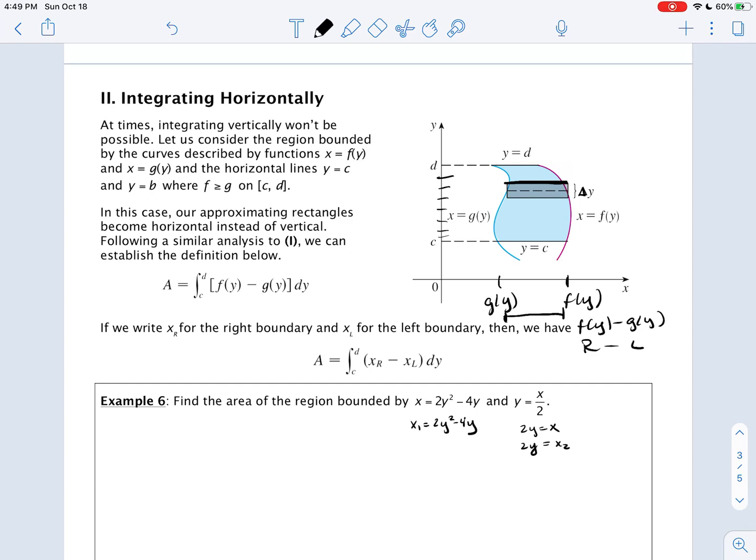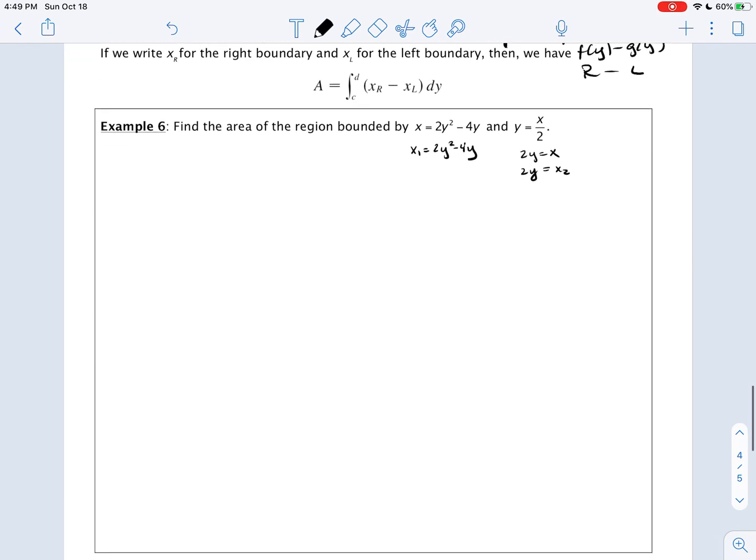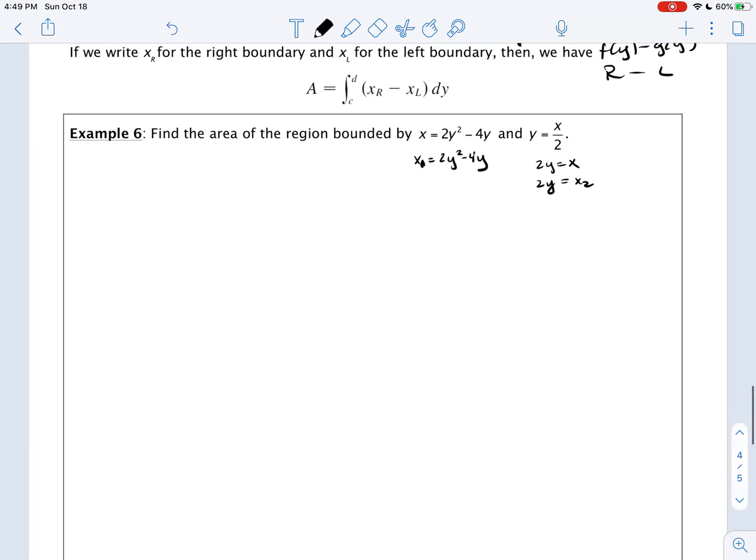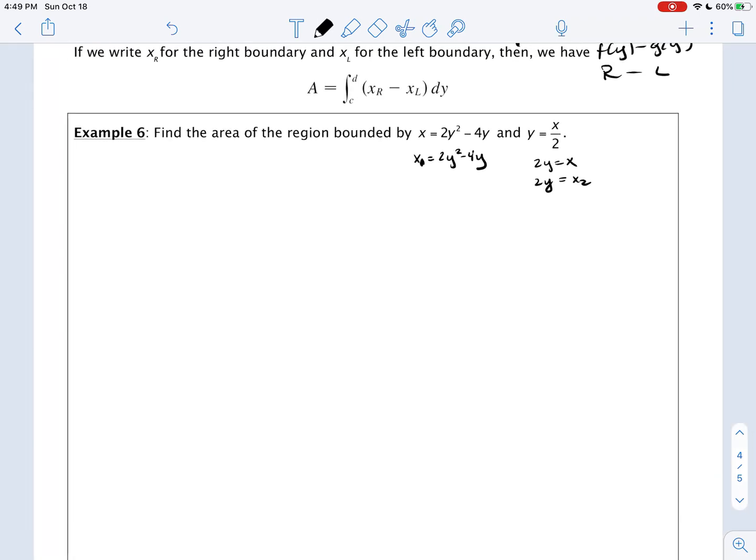So how would we, in this instance, find the area of the region bounded by x equal to 2y squared minus 4y, and the curve y equal to x over 2? If I solved that for x, I would get 2y equal to x. And so I have two functions here, and I'm just going to call one function x1, and the other function x2.